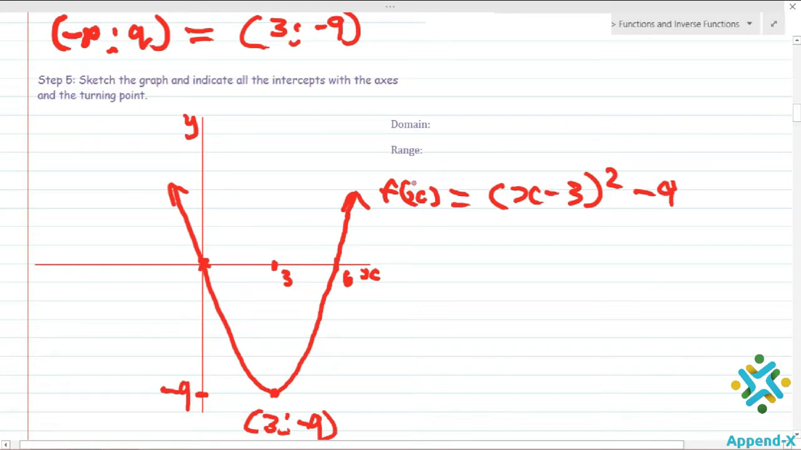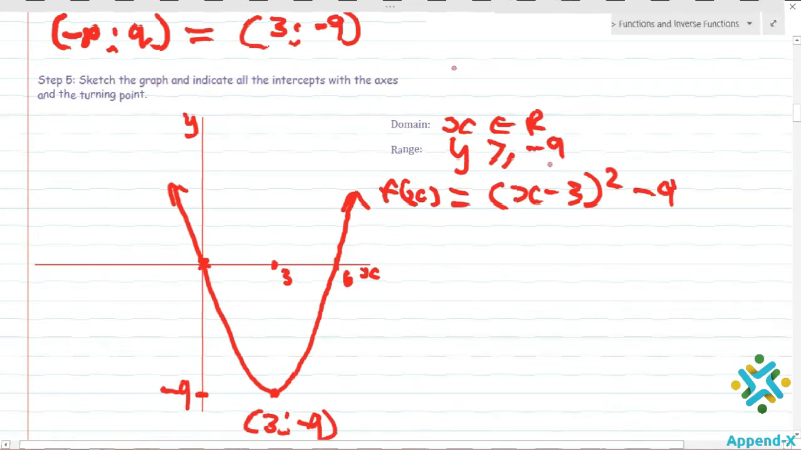Now the next step is to write down the domain and range of the graph. Now as you can see, the x values of the graph stretch from -infinity to +infinity. That is all the real numbers. So we can write the domain as x is an element of real numbers. Now the range, as you can see, the graph starts at -9 to +infinity. The range must be y is greater or equal to -9.